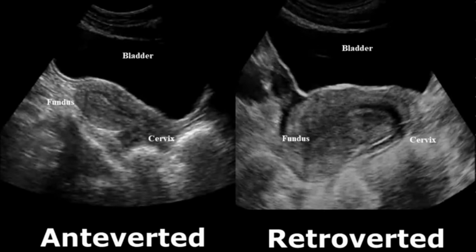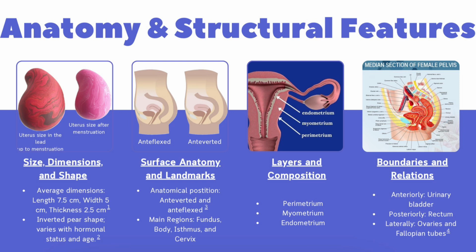Dyspareunia, which is a condition characterized by severe pain during menstruation, and certain fertility challenges can arise from this as well. However, it is crucial to note that uterine position alone is rarely a sole determinant of reproductive health outcomes. Now let's delve deeper into the structural anatomy of the uterus.